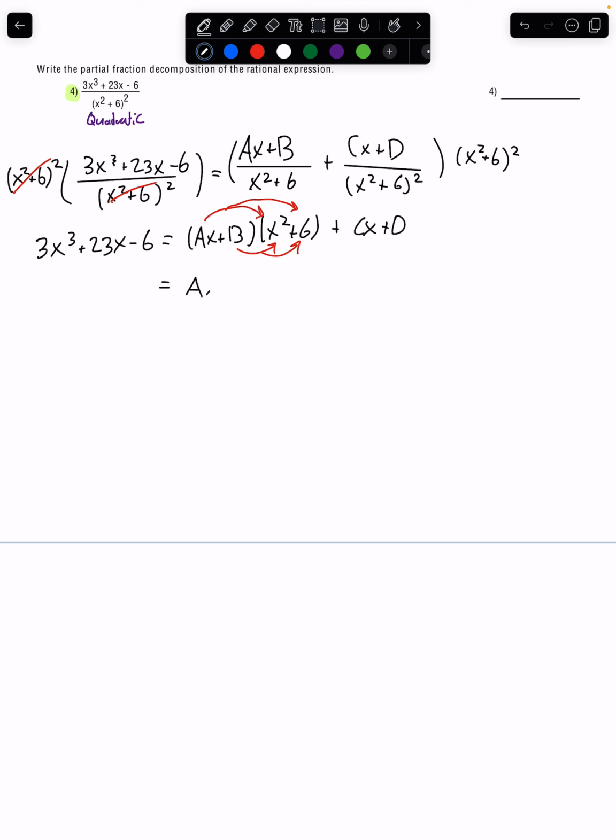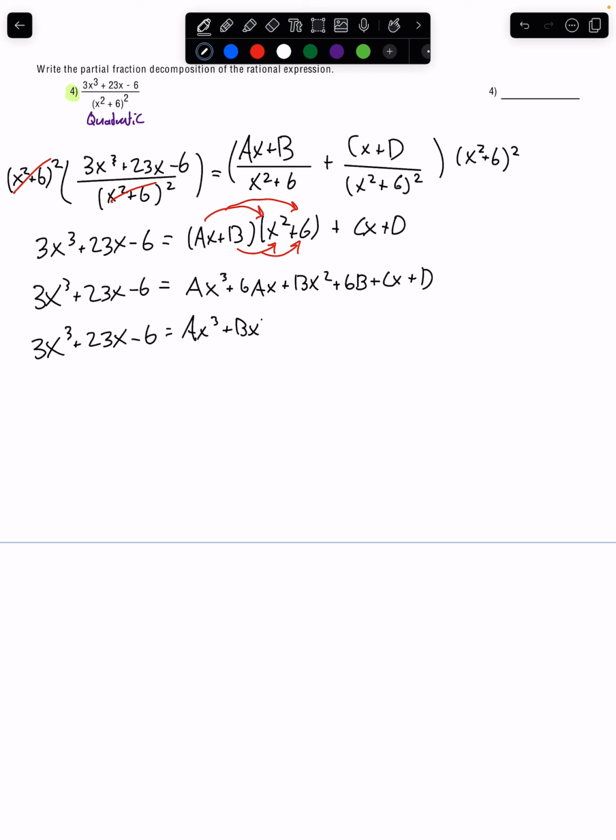Once you FOIL it out, you're going to get ax cubed plus 6ax plus bx squared plus 6b plus cx plus d, all equal to this. And then we just want to reorganize it so that the leading exponents are as left as they can be. Ax cubed plus bx squared plus 6a plus c times x plus our constants 6b plus d.